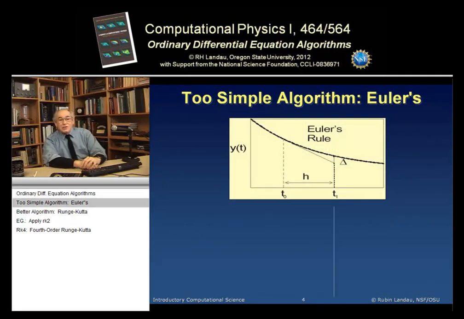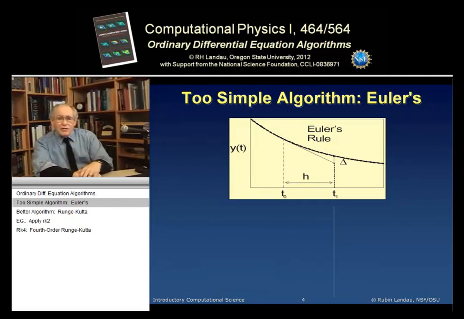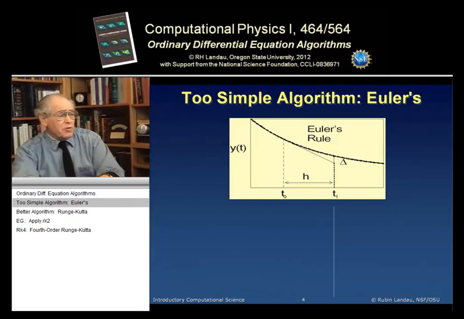Okay, so let's look at slide number 4, our first algorithm. The first algorithm we'll discuss is called Euler's rule, or Euler's algorithm, and it's much too simple. And yet, it's going to be used all the time, even in the most sophisticated procedures. And the reason is, we need it sometimes to get started.